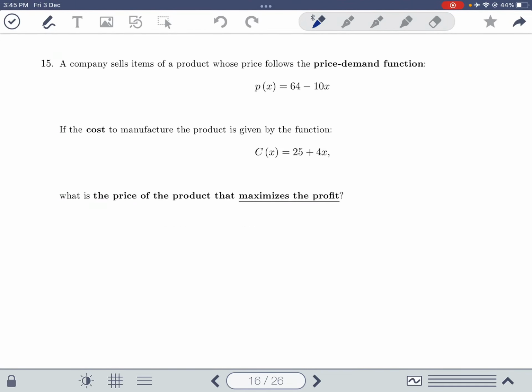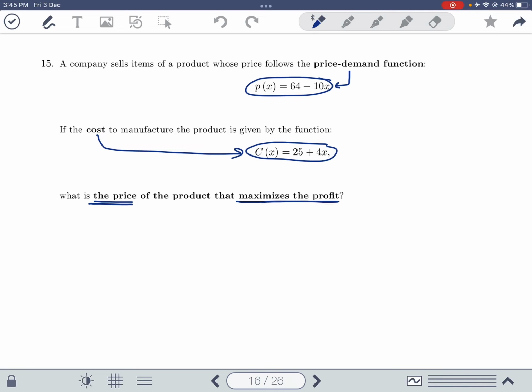Okay, we're given that a company sells items of a product whose price follows this price demand function, where quantity X is given as X, sometimes it's given as Q, so in this case we're using X. If the cost to manufacture the product is given by the function, and this is the cost function, so we have the price demand and we have the cost function, and the question is, what is the price of the product that maximizes the profit?